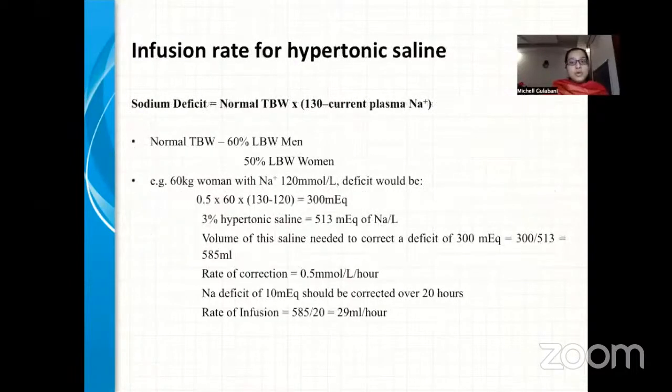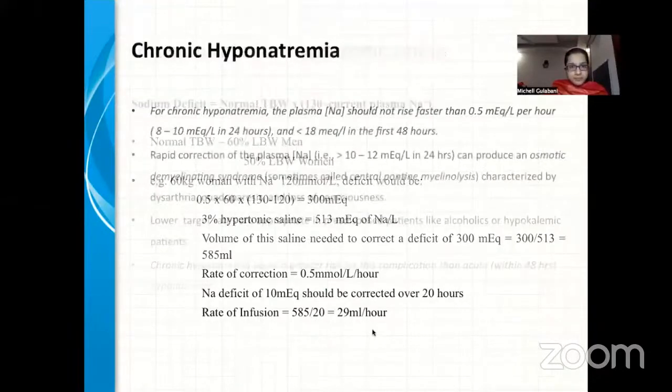So the rate of the infusion of this hypertonic saline has been explained by this formula. Suppose there is a 60 kg woman with a sodium of 120. The deficit would be 0.5 times 60, which is the total body water, multiplied by 130, which we assume is relatively the normal concentration, minus 120, which is her sodium level, and that will be equal to a deficit of 300 milliequivalents. So if you use 3% hypertonic saline and you keep the rate of correction as 0.5 millimole per liter per hour, the rate of infusion comes out to be 29 ml per hour according to this formula.